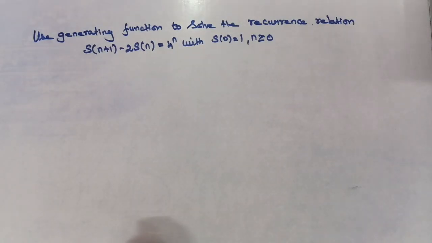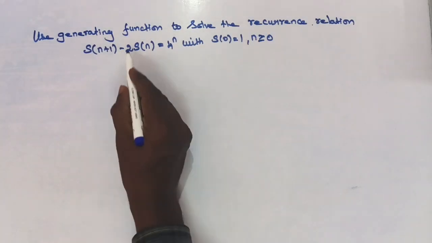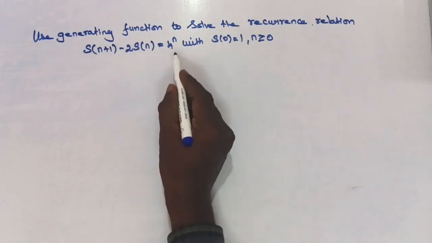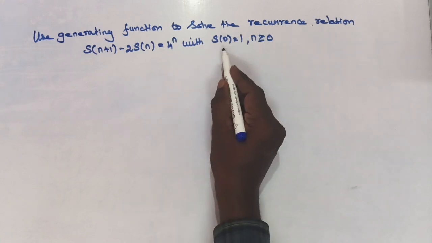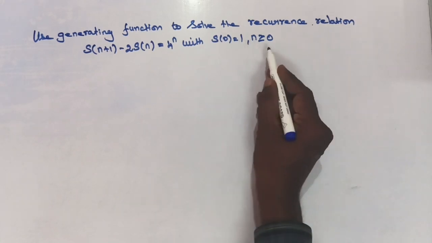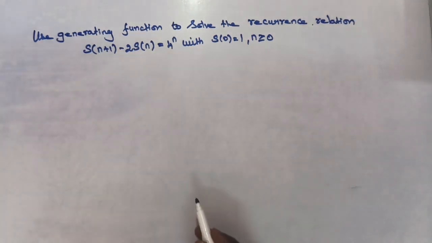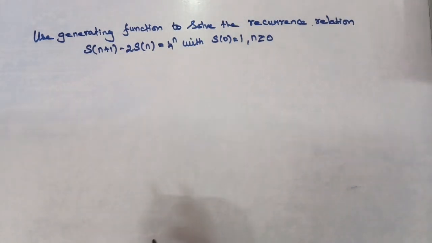Use the generating function to solve the recurrence relation. The recurrence relation is given in the form S(n+1) minus 2S(n) equals 4 power n, with the initial condition S(0) equals 1, and n takes values greater than or equal to 0. Now we're going to use the generating function and solve this problem.